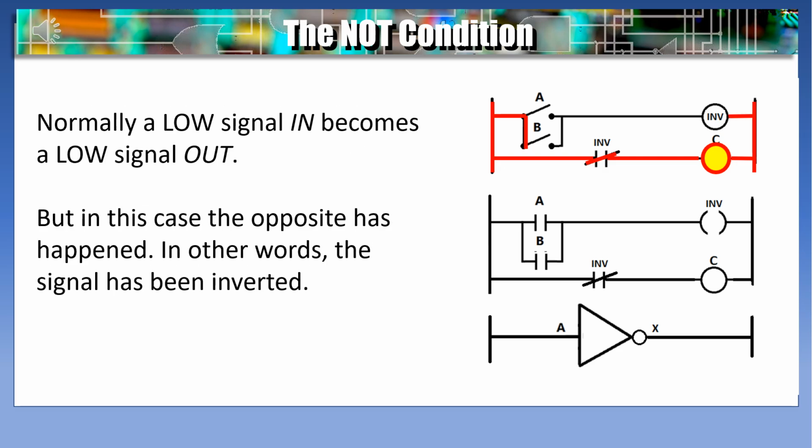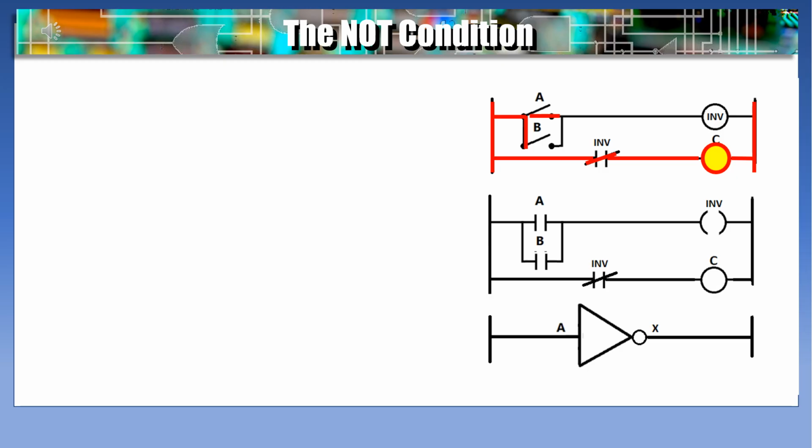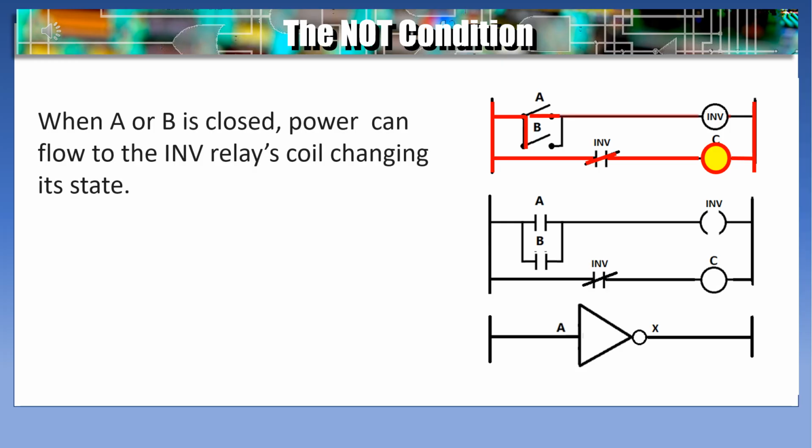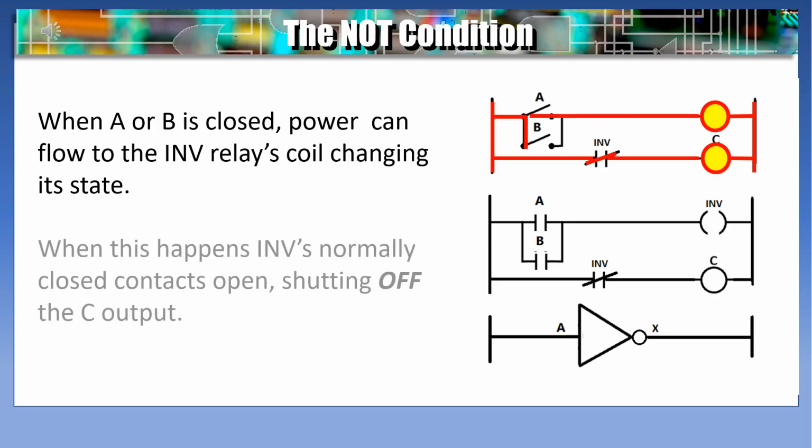Normally, a low signal in becomes a low signal out. But in this case, the opposite has happened. In other words, the signal has been inverted. Now let's watch what happens when we have a change in one of our inputs. When A or B is closed, power can now flow to the INV relay's coil, changing its state. When this happens, the INV's normally closed contacts will open, shutting off power to the output C.